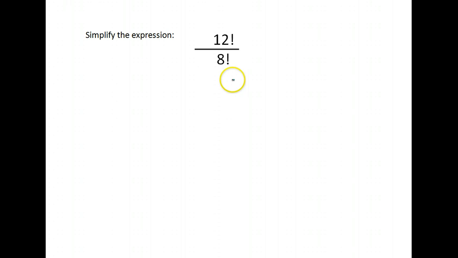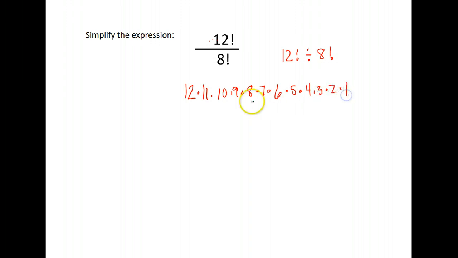Okay, here we're asked to simplify this expression. Now you could put into your calculator 12 factorial divided by 8 factorial. Or one way to simplify this is, remember that 12 factorial means to do 12 times 11 times 10 times 9 times 8, and so on. It takes a while. Make sure you have all of the numbers in there, 12, 11, 10, 9, 8, all the way to 1. The bottom is 8 factorial, so that would be 8, 7, 6, 5.